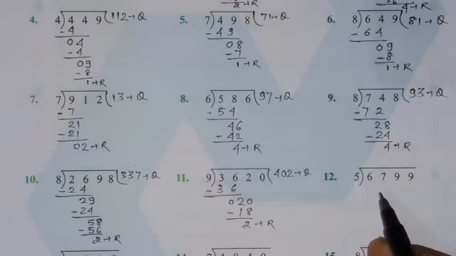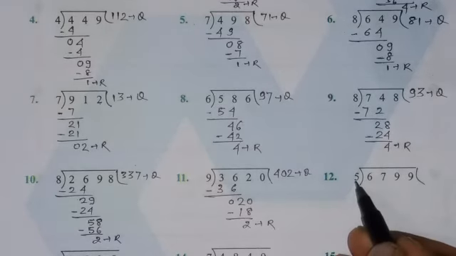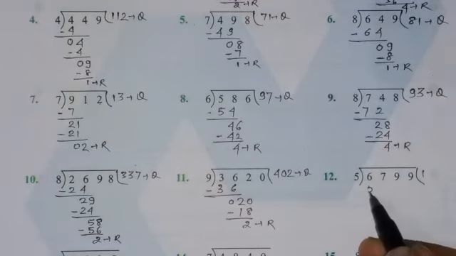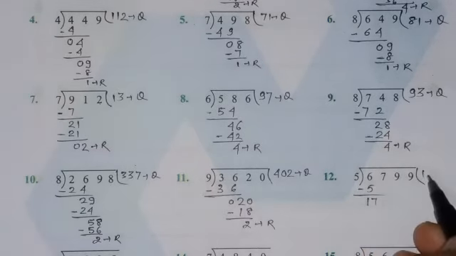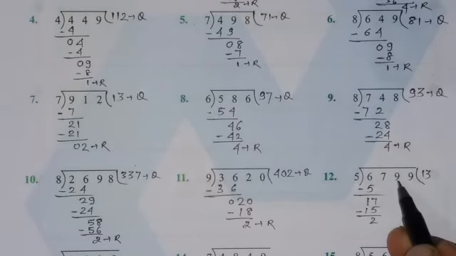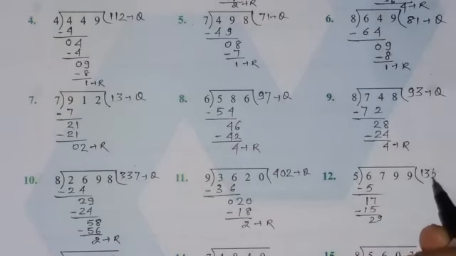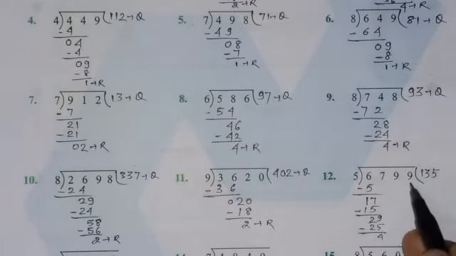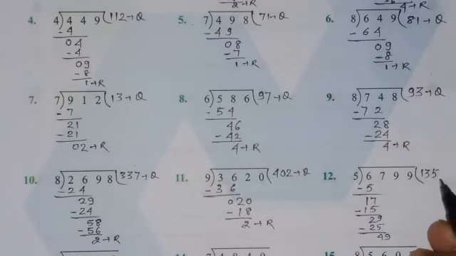Question number 12. Divide by 5. 5 1s are 5. On subtracting you will get 1. Now write down this 7. 5 3s are 15. On subtracting you will get 2. Write down this 2. 5 5s are 25. On subtracting you will get 4. Write down this 9. And 5 9s are 45. On subtracting you will get only 4. This is remainder and this one is quotient.